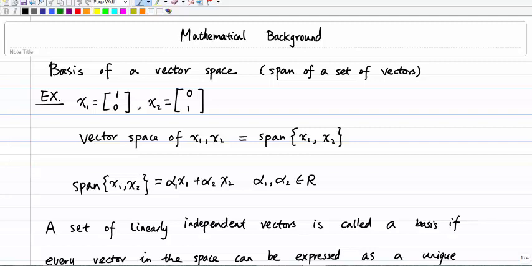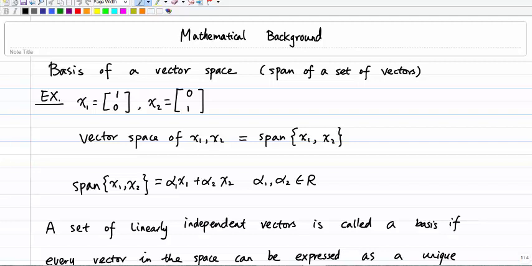In this video, I'm going to continue talking about the mathematical background for this course. So the first concept is called the basis of a vector space. In the previous lecture, I talked about what a vector space is. It's actually a span of a set of vectors.